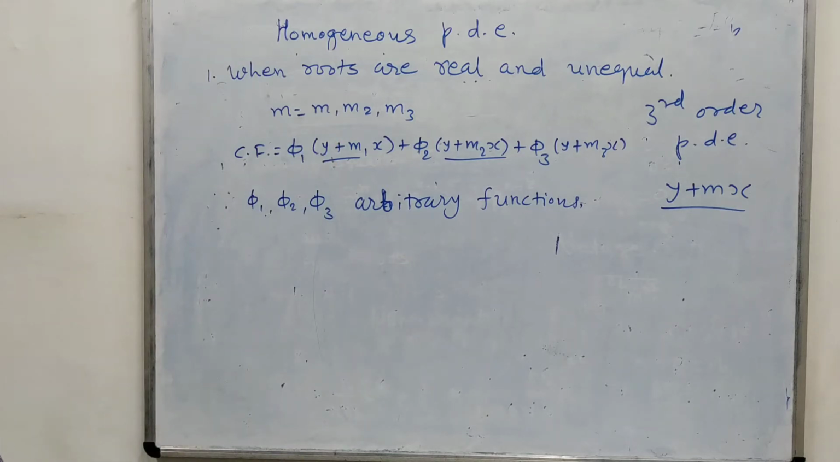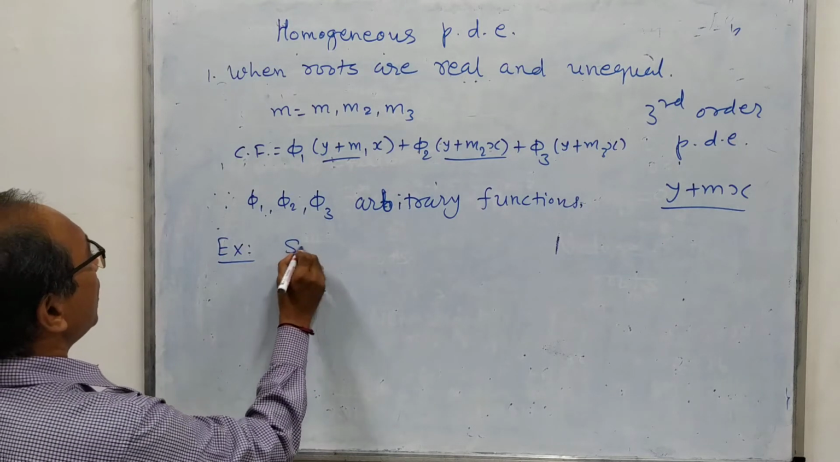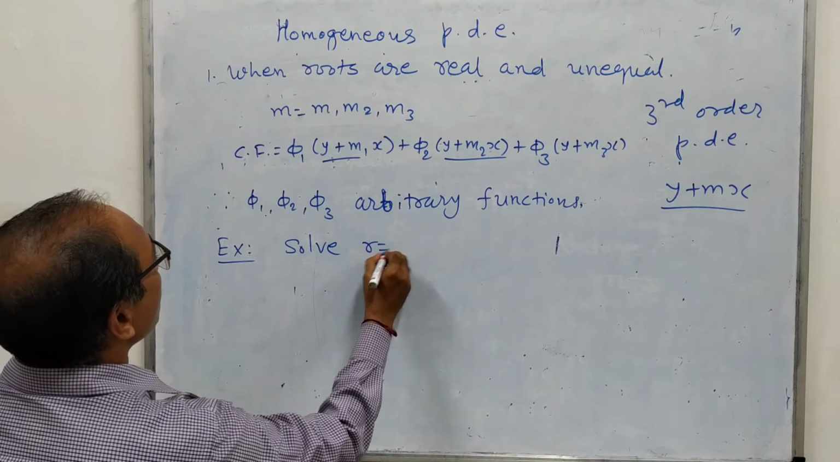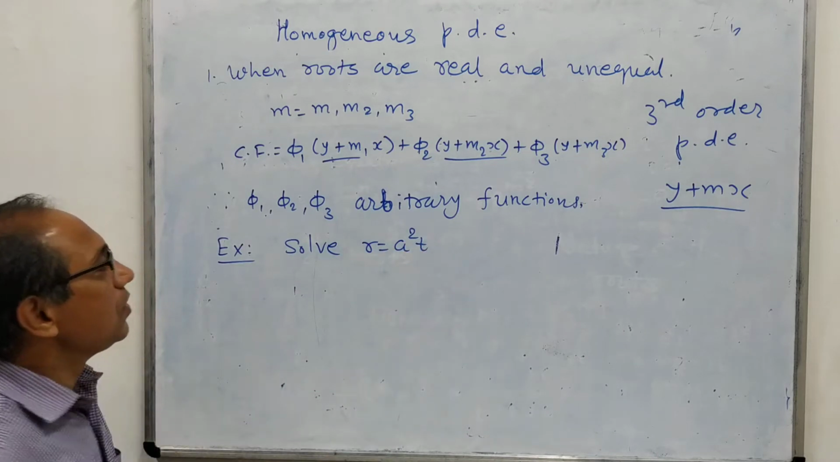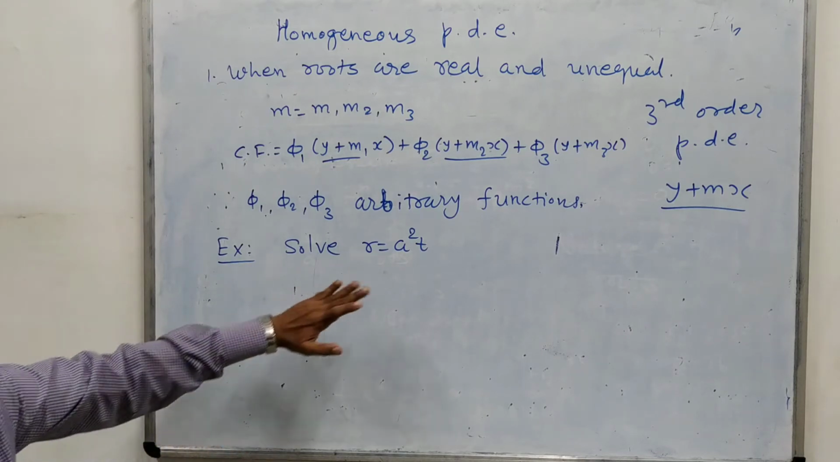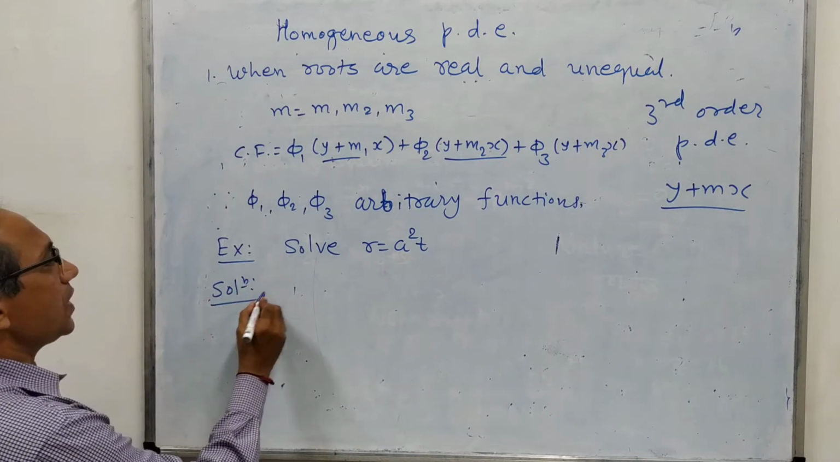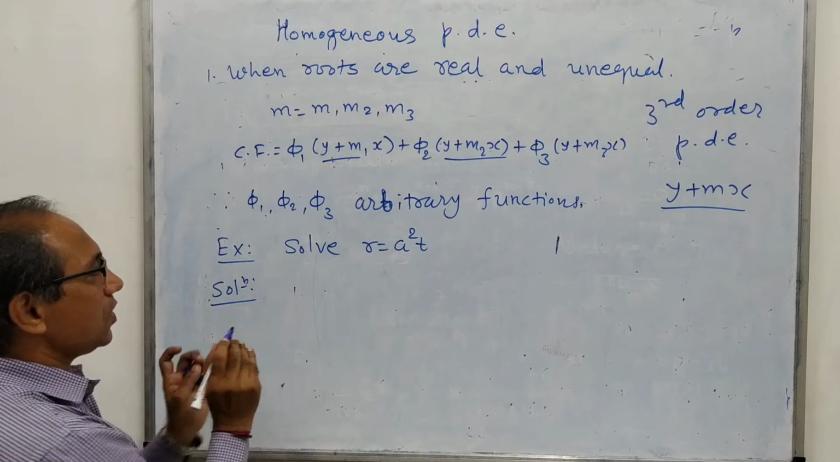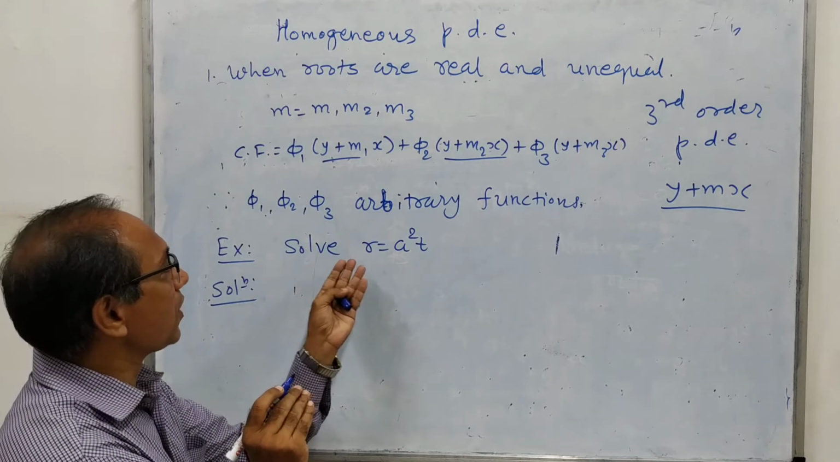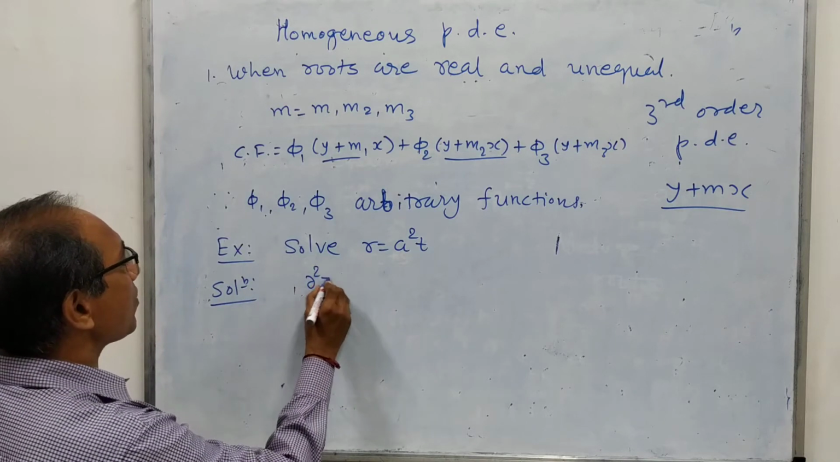Okay. Let us see one example. Suppose we are given the equation: solve r equal to a square t. So don't be afraid, don't get frustrated. You just look at the equation, how the equation is given. The equation is given in the form of r equal to a square t. So if you are confused with these symbols, then write this in the original form.